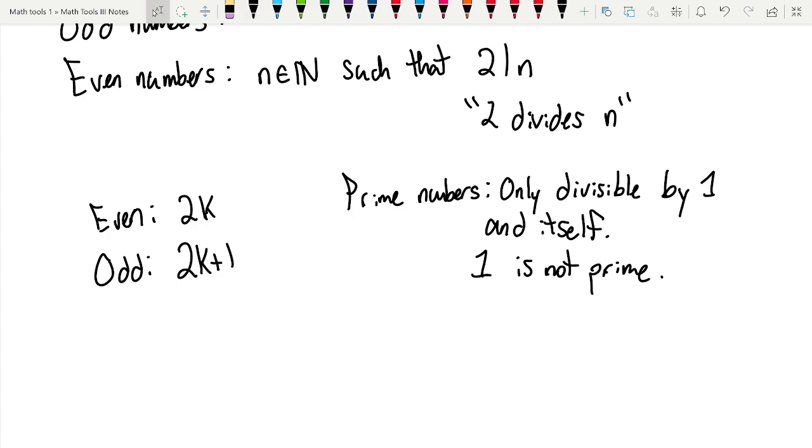If a number is not prime, it's called composite. You don't see this word as much. Usually you just say it's not prime, but it is technically called composite.